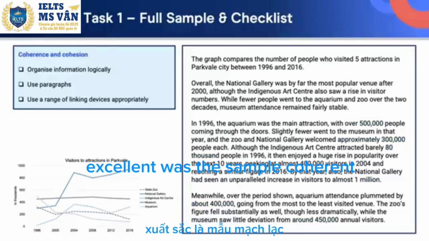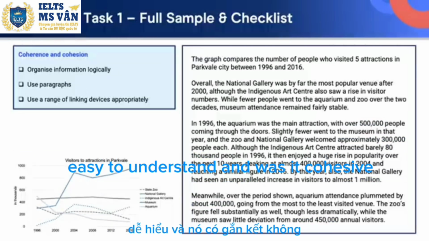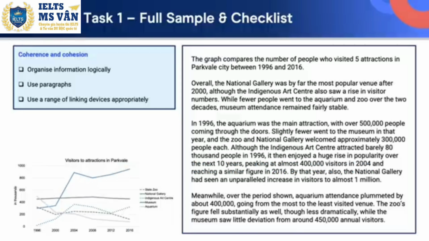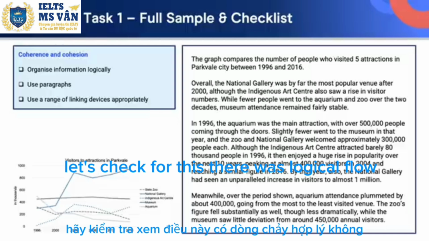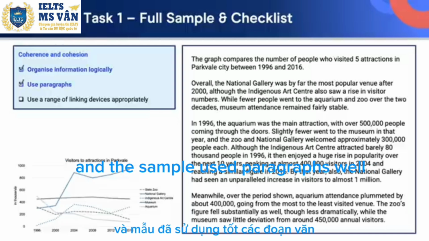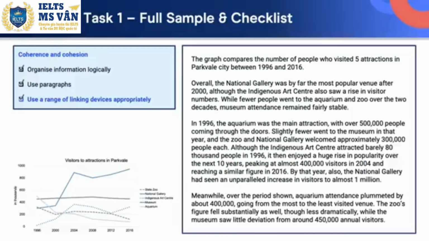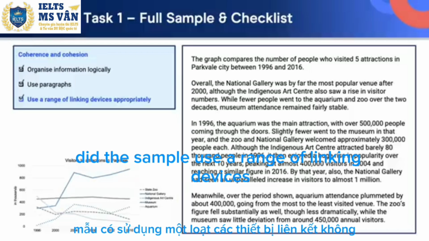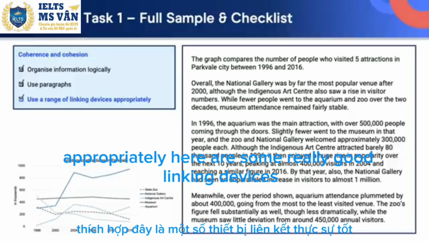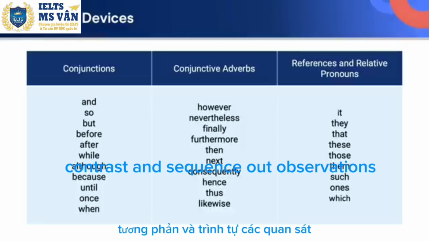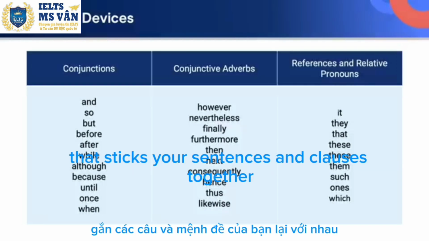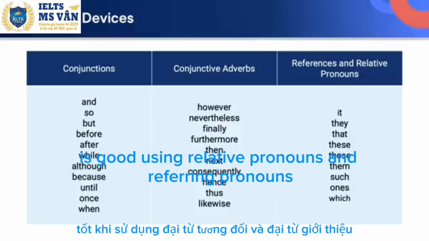Excellent. Was the sample coherent, easy to understand, and was it cohesive? Were the sample's ideas linked together well? Let's check for this. There was logical flow and the sample used paragraphs well. Did the sample use a range of linking devices appropriately? Here are some really good linking devices that can be used to compare, contrast, and sequence our observations. Anything that sticks your sentences and clauses together is good.